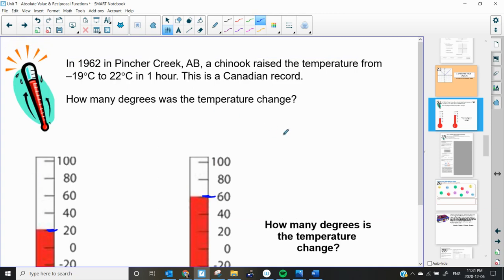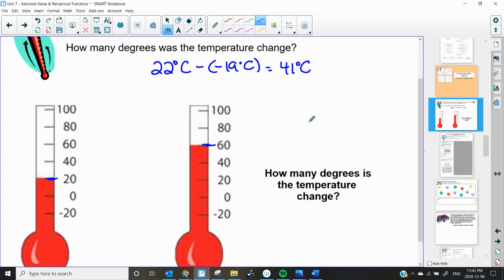All right, so looking back at our first question here, we were asked how many degrees was the temperature change? Well, we went from negative 19 degrees to 22 degrees, and I'm suspecting that the way that you figured that out was to take 22 degrees Celsius and subtract negative 19 degrees Celsius, and you would have got 41 degrees Celsius. And if you're looking at this question, I'm suspecting that you probably went 60 degrees minus 20 degrees to get 40 degrees, and we'll assume that that's in Celsius as well.